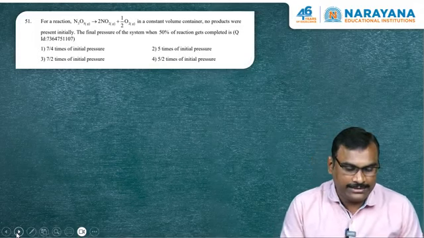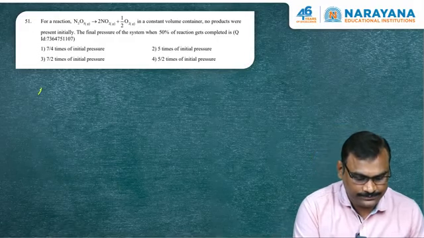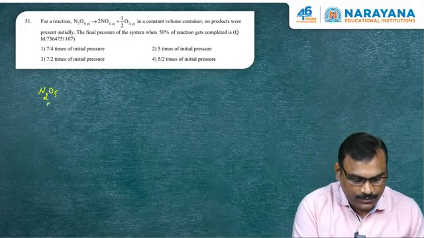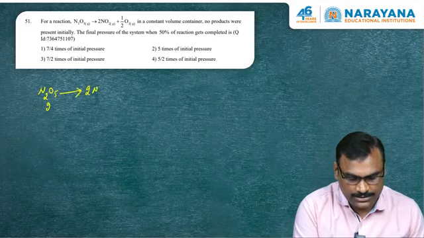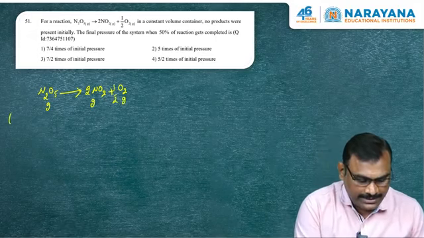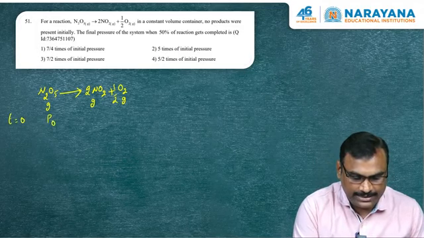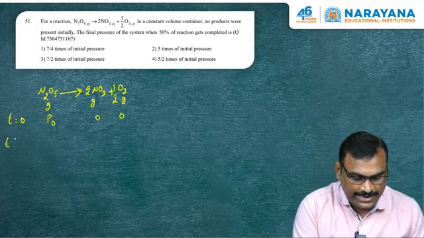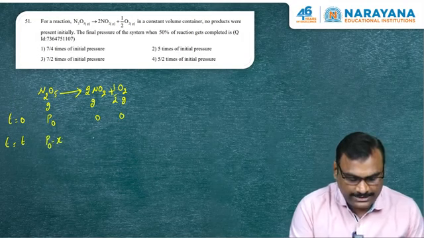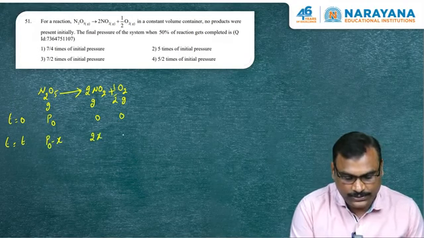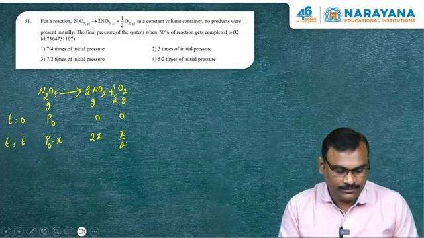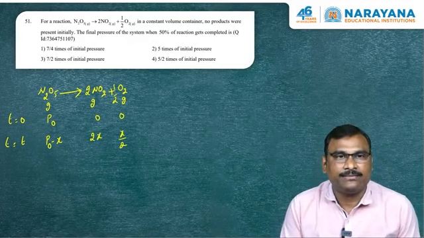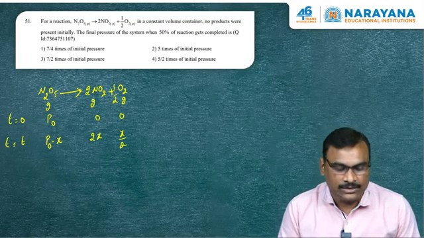So, how to calculate the final pressure of the system? See here, N2O5 gas gives NO2 gas and oxygen gas. Here, let us take the initial pressure as P naught. After 50%, or after a time t, the pressure may be P naught minus x, 2x, and x by 2. Now, 50% of the reaction is completed. What is the final pressure is going to be asked.